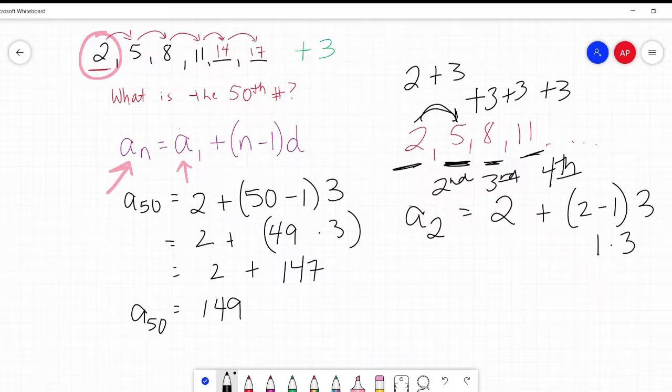I know I'm scribbling all over the place as I'm writing, but hopefully you're seeing that's why we say subtract 1, then multiply by 3, because that's how many times we add it.